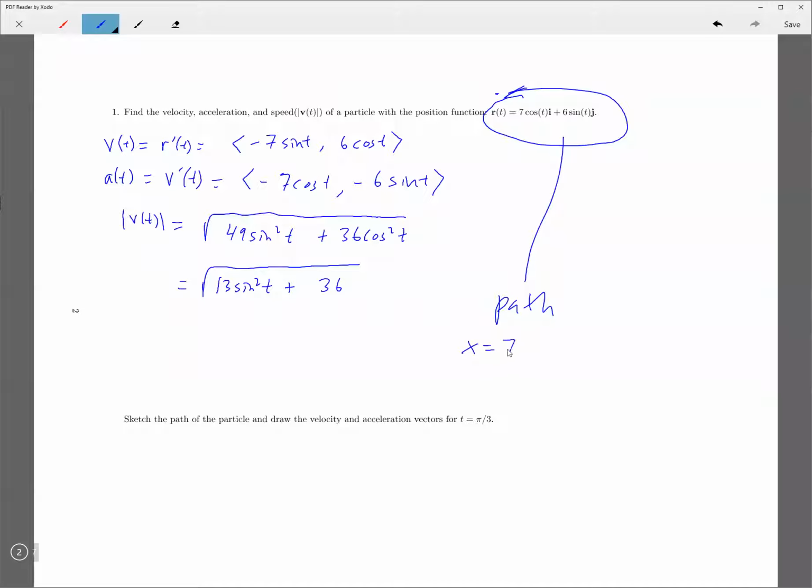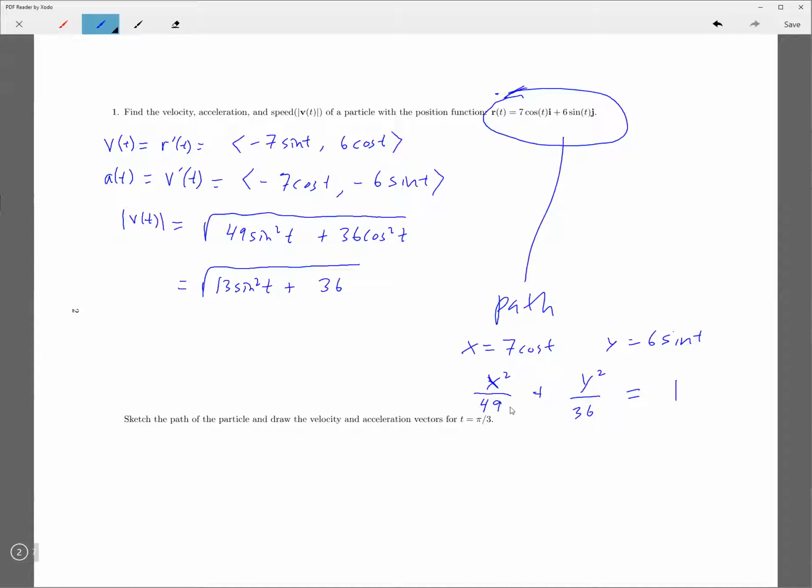So the x component is 7 cosine t, and the y component is 6 sine t, right? So if you take x squared, you're going to get 49 cosine squared, right? So if you take x squared and divide by 49, then you're going to get cosine squared. And if you take y squared and divide by 36, then you're going to get sine squared. Okay, so that's going to be 1. And then, of course, this is the equation of an ellipse.